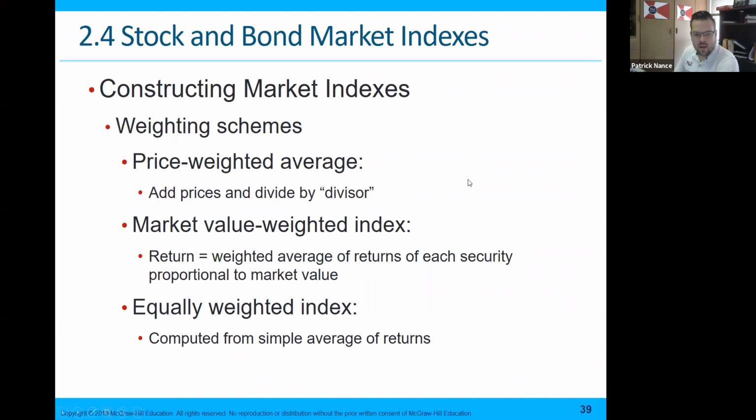The market value weighted index. A market value weighted index is different in that it weights the value of the stocks within the index based on the size and proportion of market value that they are. So, for example, I just looked today, and the current market value of Apple is $2.25 trillion. And they are on the S&P 500, which uses a market value weighted index.